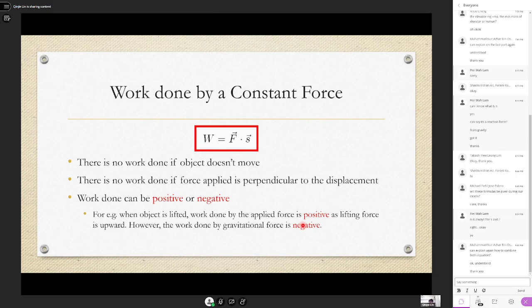Let's say I lift this pen. It's going upwards, but gravitational force is pulling it downwards. So from the point of view of gravitational force, the displacement is going up, but the force is applied downwards. So the work done by gravitational force will be negative.